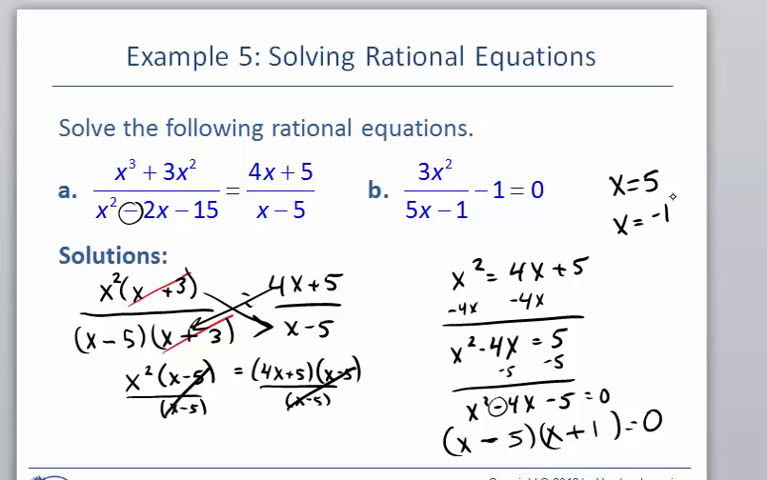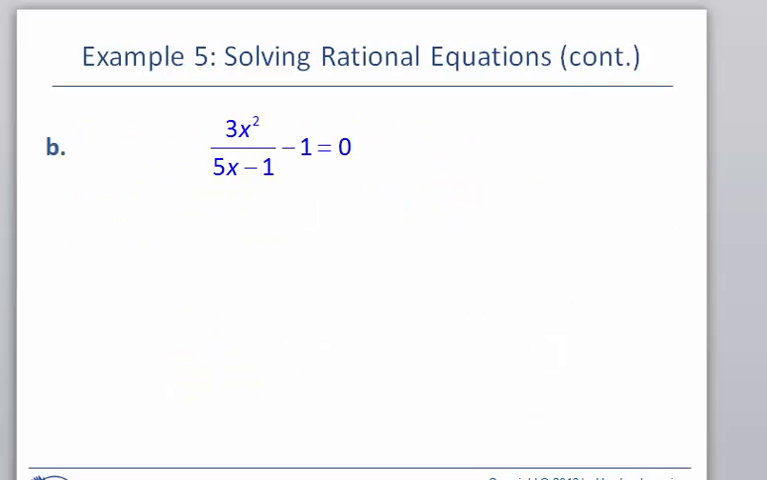However, we know that 5 cannot be a solution, because if we plug 5 in here, we're going to get 0 in the denominator of a fraction. And so you do need to check those. We're going to eliminate that as a solution, and our only solution will be negative 1. All right, and so let's move on then to part B.